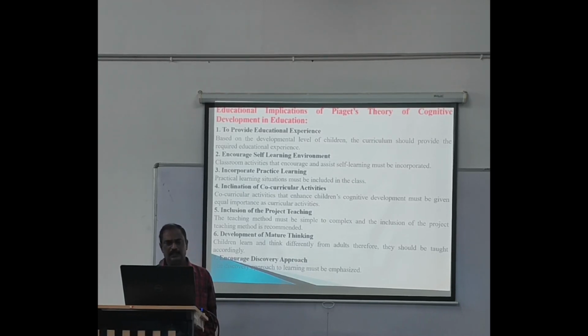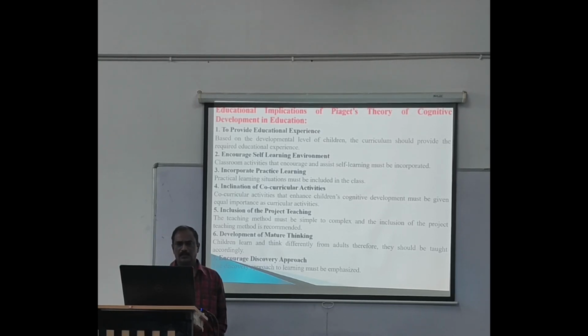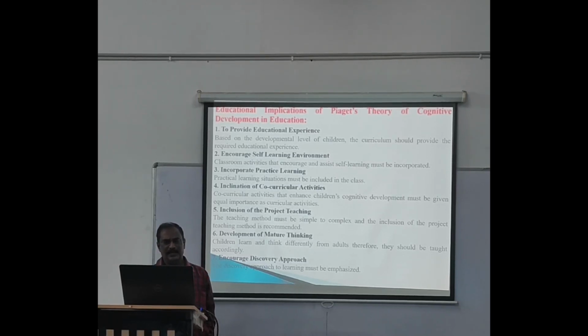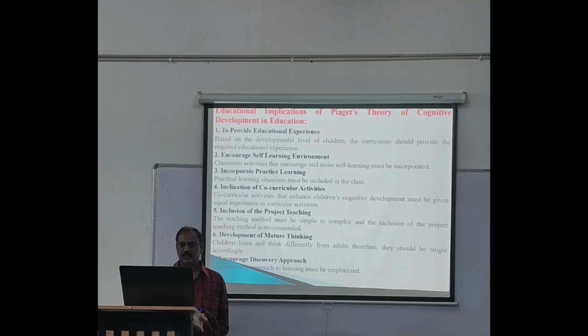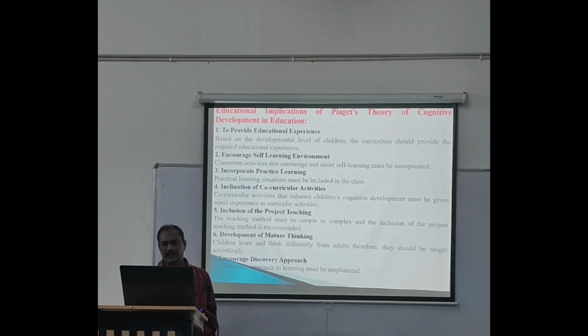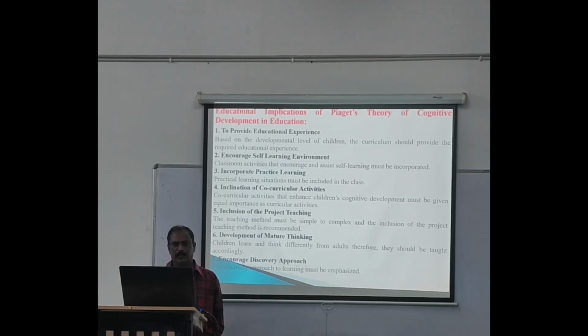The sixth implication of Piaget's theory of cognitive development in education is development of mature thinking. It means children learn and think differently from adults, therefore, they should be taught accordingly. This is called development of mature thinking.